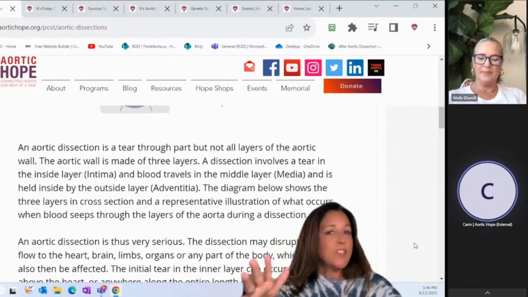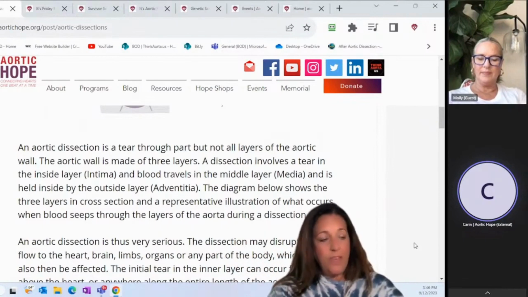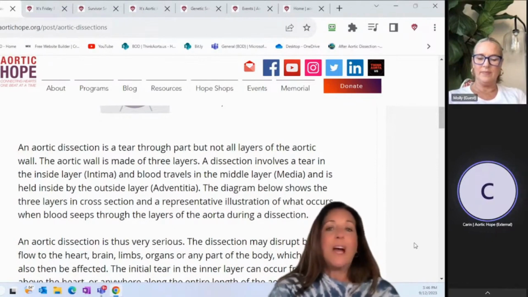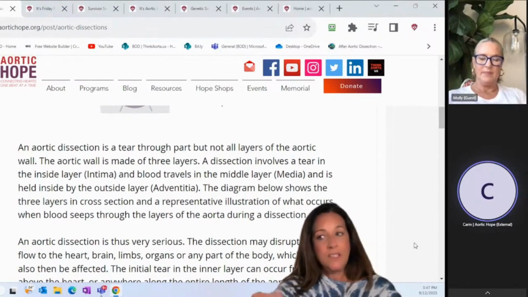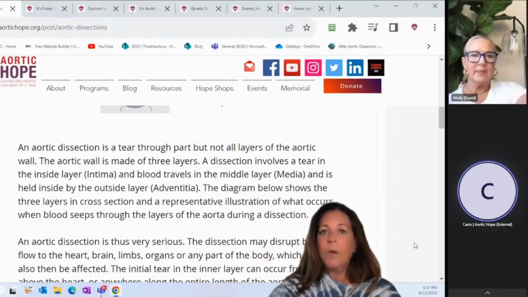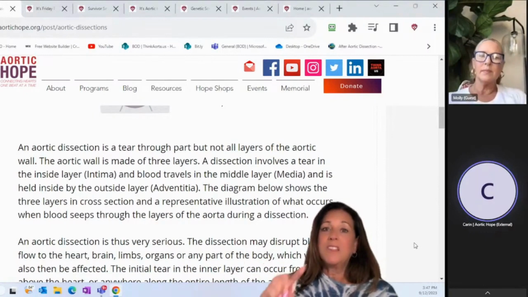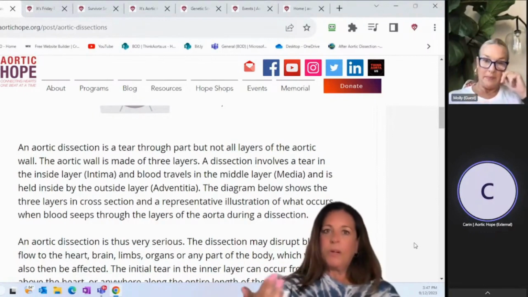So an aortic dissection is actually a tear. It is not a rupture. They are two different things. A dissection would be a tear that occurs in one or more layers, but not all three. So it's usually in the intima or the media, but it does not occur in the adventitia. I said that right? Because if that would occur, well, now we're pretty much at a rupture.